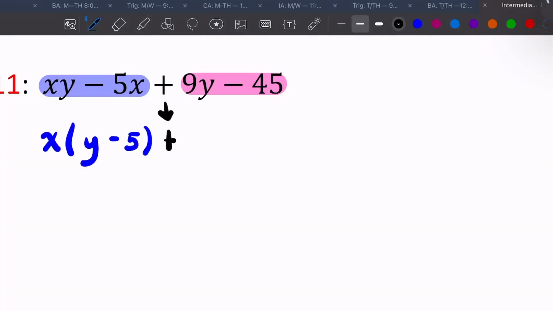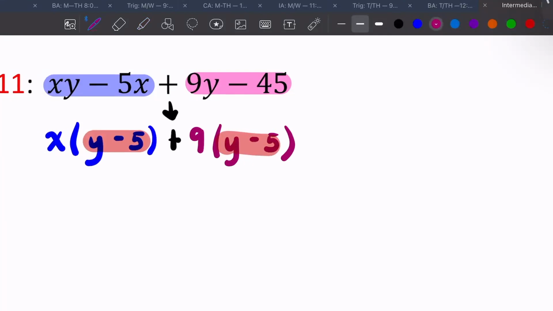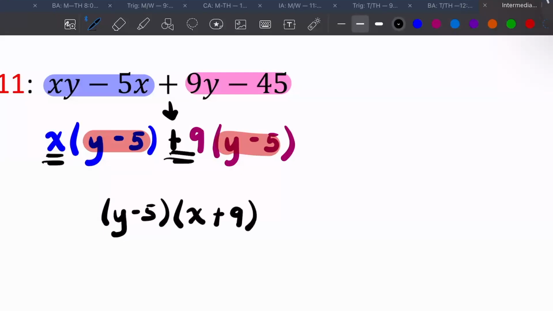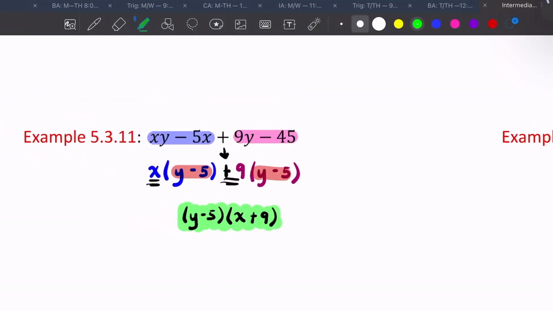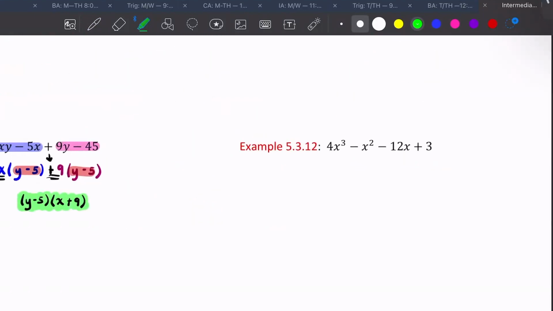Bring that middle term down. Greatest common factor of the pink is just 9. And I'm left with y minus 5. Which is great because that means our parentheses are the same. So we have y minus 5, and everything else, x plus 9. All right. One more.